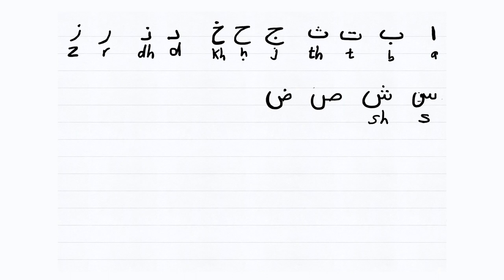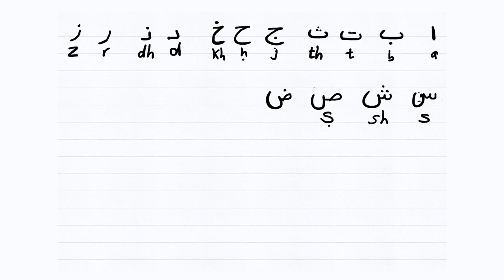Sod, and this is not s. Remember, we have seen, s. This is sod, a bit emphatic. That's why when we transliterate it, we say it's an S with a dot underneath. It's emphatic. You don't have a similar letter in English. So what would you do? You need to listen. Every letter that is unique to Arabic, you need to listen to it and practice it.